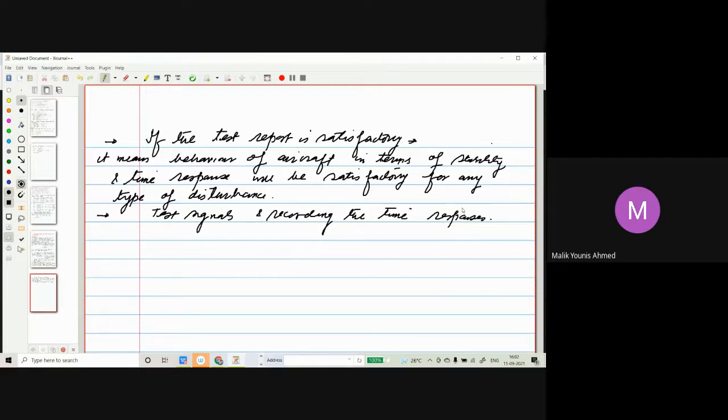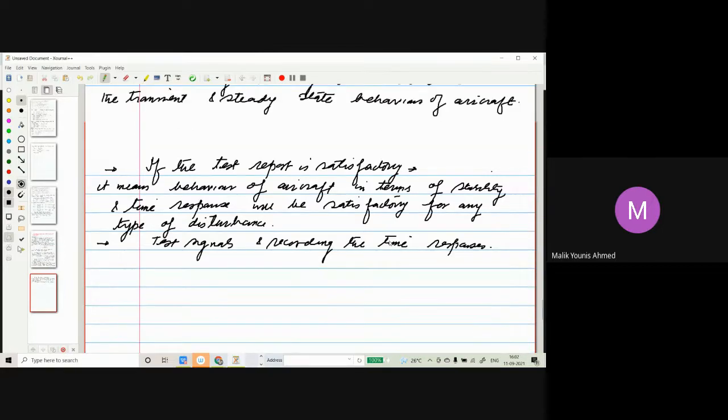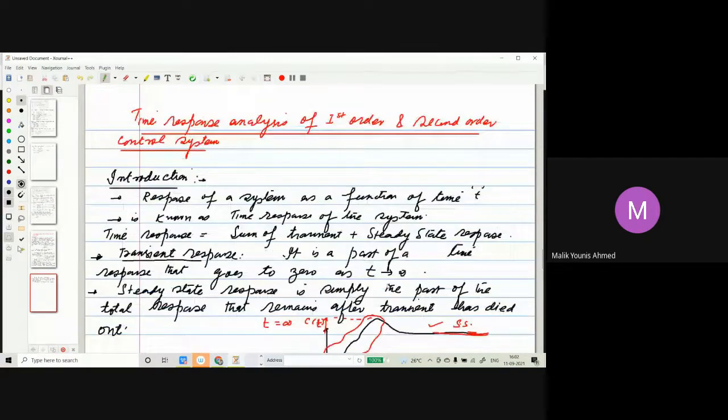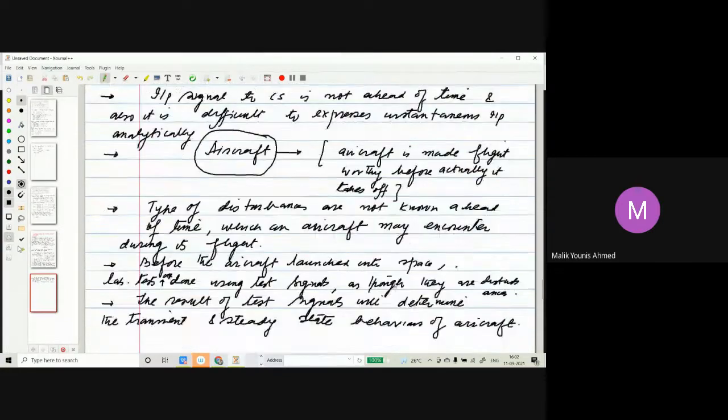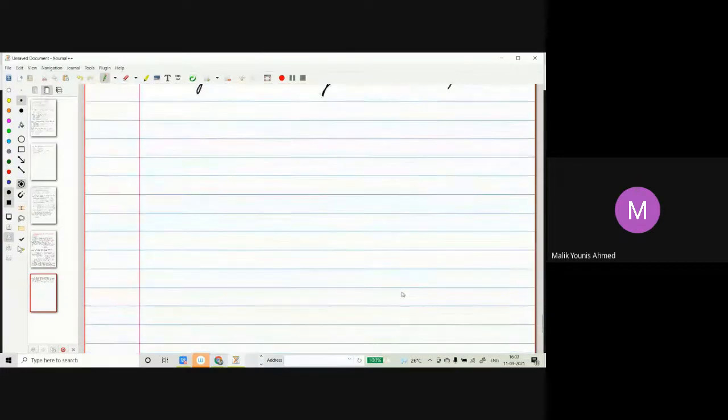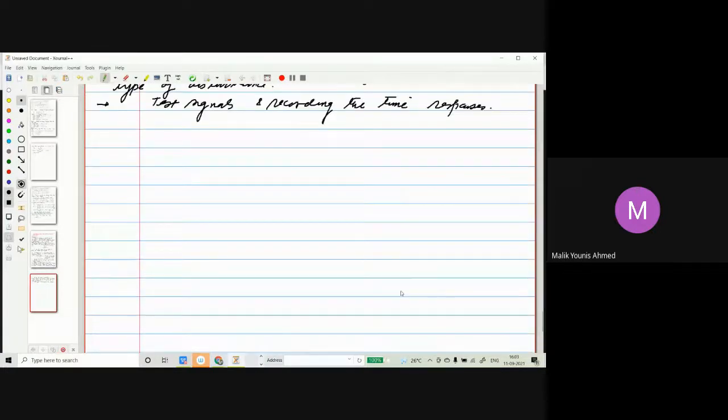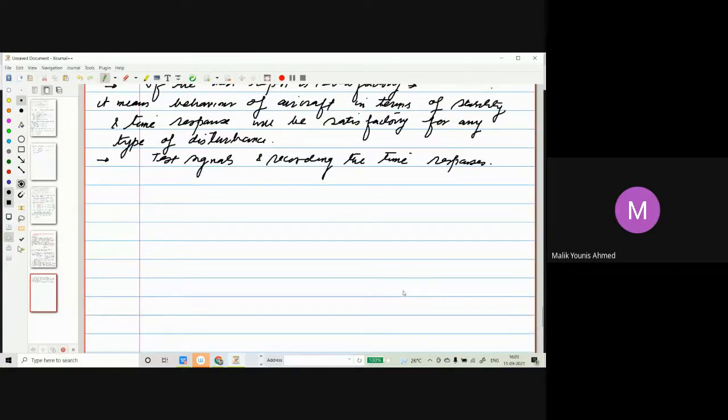So this was an introduction to the time response: how we have to manage the time response, what signals we have to look into, and how we have to make a control system worthy, efficient, or operable. It should be operational before we actually operate it in a space or somewhere we want to operate it. Maybe it's a different type of control system. Before we actually operate it, we have to make sure that its stability and time response is as per our requirements.